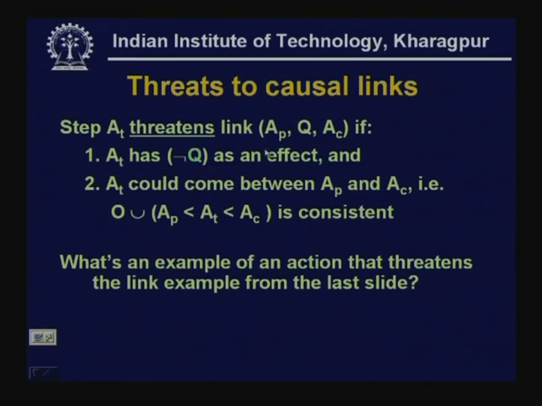Now, when we have an unsafe link, as we noted, there is a step which can come between a protected link. So, we say that a step AT threatens a link AP achieves Q for AC if, number 1, AT has not Q as an effect. Secondly, if AT could come between AP and AC, that is, if according to the partial plan we can put AT between AP and AC. In both these cases, there is a problem with the partial plan; it is not fully correct.